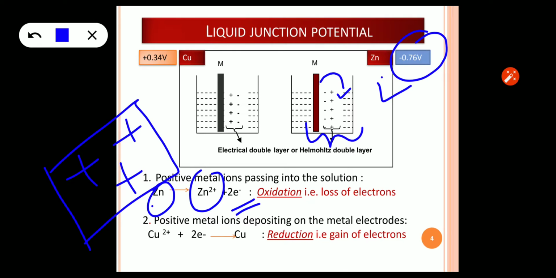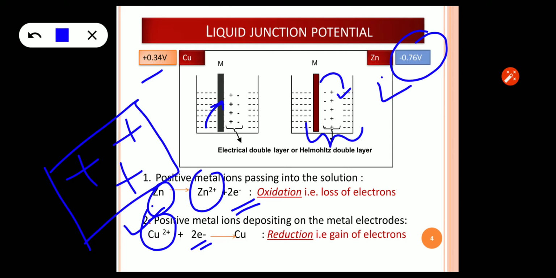Similarly, when copper is dipped in copper sulphate solution, copper has a positive reduction potential. It easily undergoes reduction. So Cu2+ present in the solution will get deposited on the metal by accepting electrons as copper atoms. What will be the charge on the metal? Plus, because Cu2+ positive ions are getting deposited on the metal. So the metal gains a positive charge.